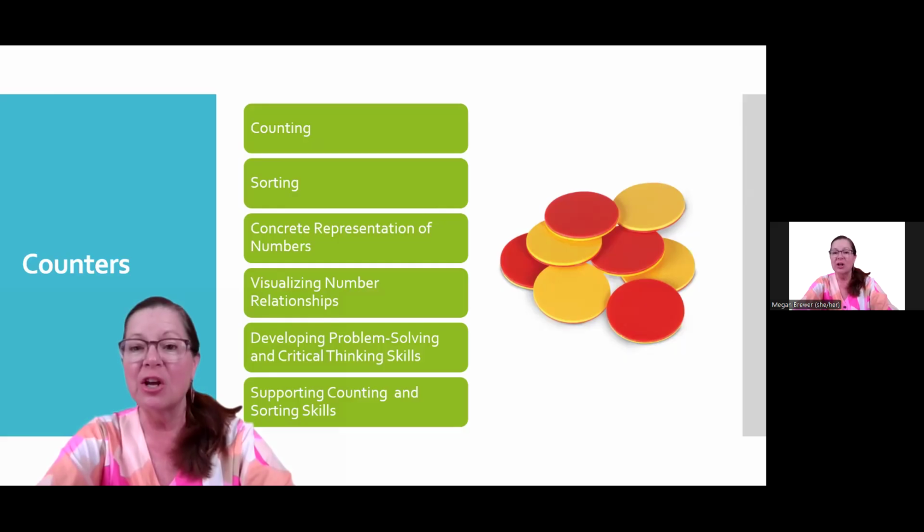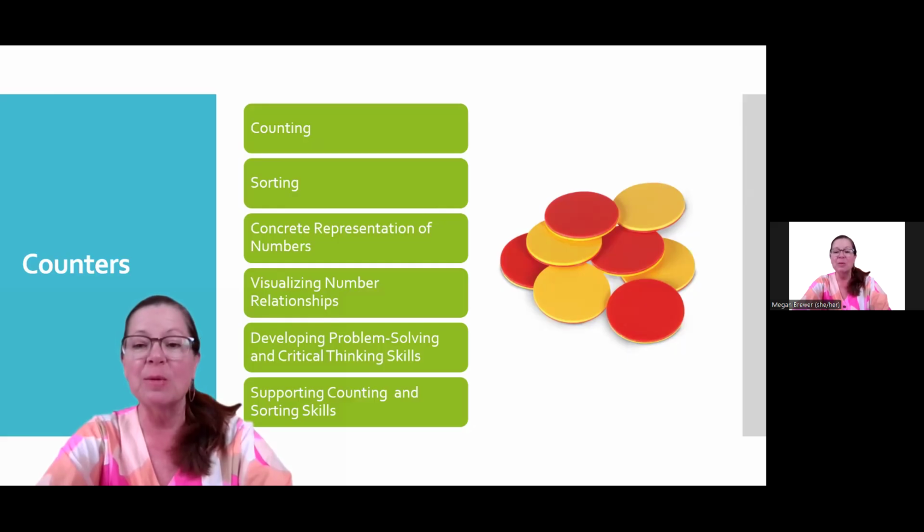Concrete representation of numbers. Kindergartners can physically manipulate the counters to represent different numbers, maybe along with the number path, making the concept of quantity more tangible. They can use the counters to count, to sort, and group objects, building a foundation for more complex math concepts.